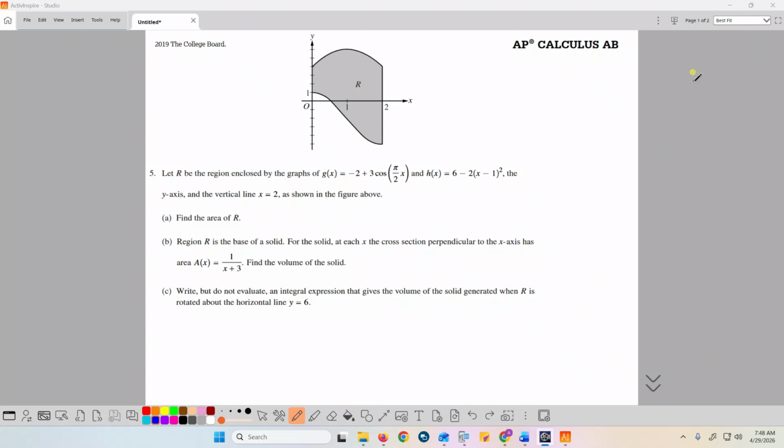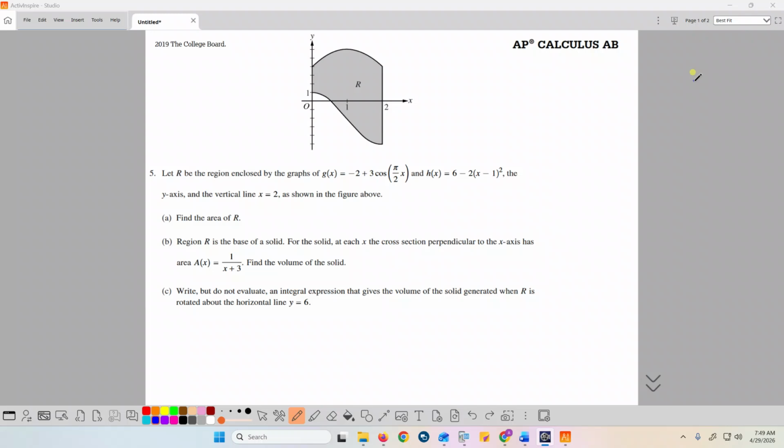I've selected two FRQs from older exams just to go over and review some concepts with you. The two that I've selected are the 2019 Area Volume question, but also the 2014 Area Volume question. So stay tuned to take a look at that one.